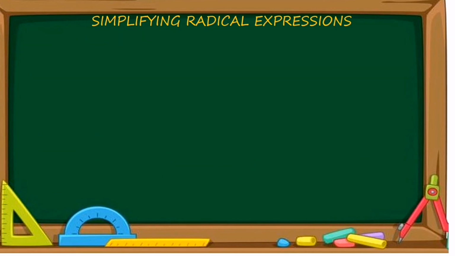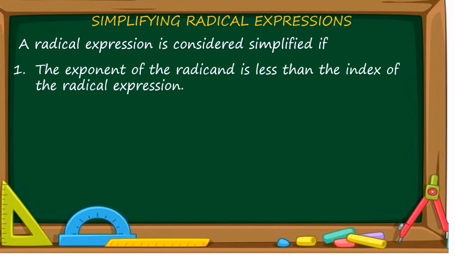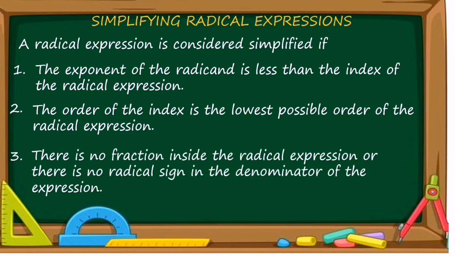To summarize our discussion, a radical expression is considered simplified if: number 1, the exponent of the radicand is less than the index of the radical expression. Next, the order of the index is the lowest possible order of the radical expression. Then last, there is no fraction inside the radical expression, or there is no radical sign in the denominator of the expression.